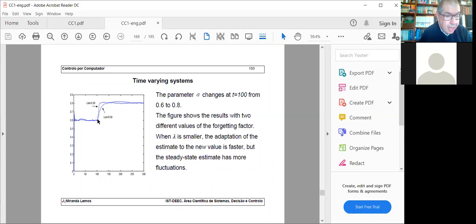And what happens is that when I do the change, with 0.95, it's faster in adjusting the estimate to the new value. But then, this is not much visible here, but if you do longer experiments, typically you have higher fluctuations than the other case with 0.99. So the closer you are to lambda equal to 1, the slower will be the adaptation to the new estimate.